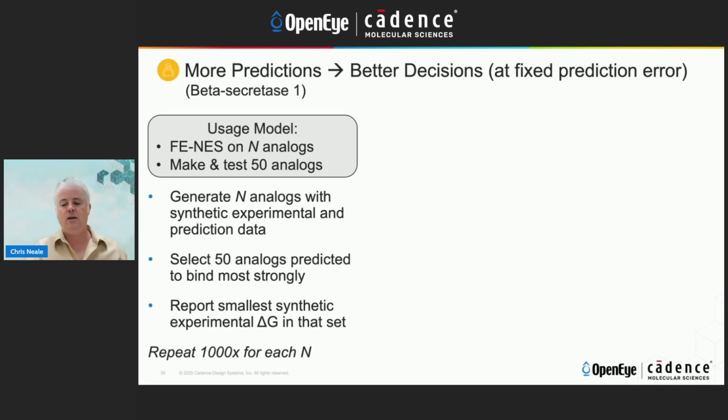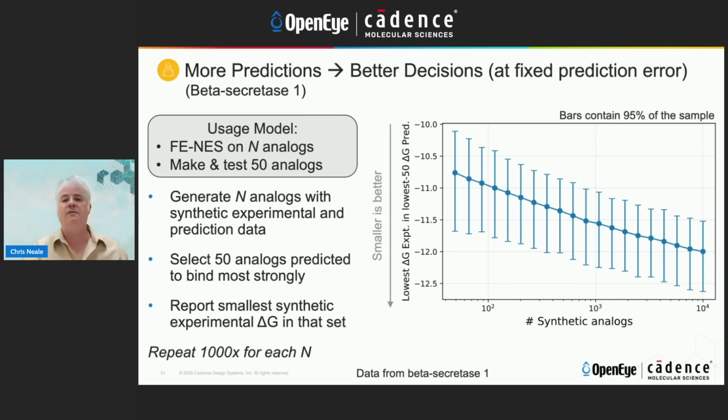I'm going to repeat this synthetic experiment 1,000 times for each level of n, and the values here are on the right. So n is the horizontal axis. These are the number of synthetic analogs that we're going to probe with a prediction method. And then vertically is the binding free energy of the strongest binding ligand that we found. And this result shouldn't surprise you. We have a static level of accuracy, but as we evaluate more and more analogs in our prediction, we're making better decisions. We're finding analogs whose experimental value represents a stronger affinity.